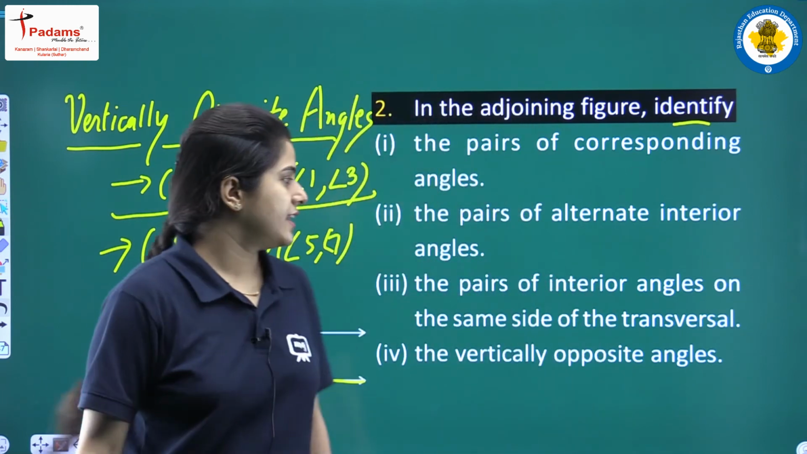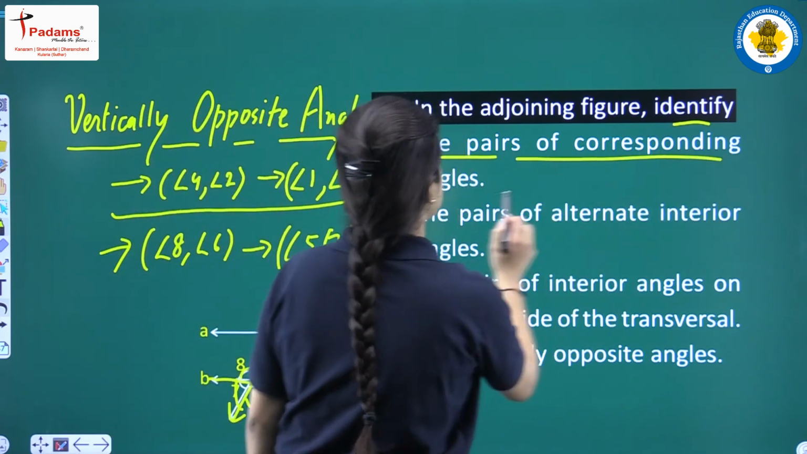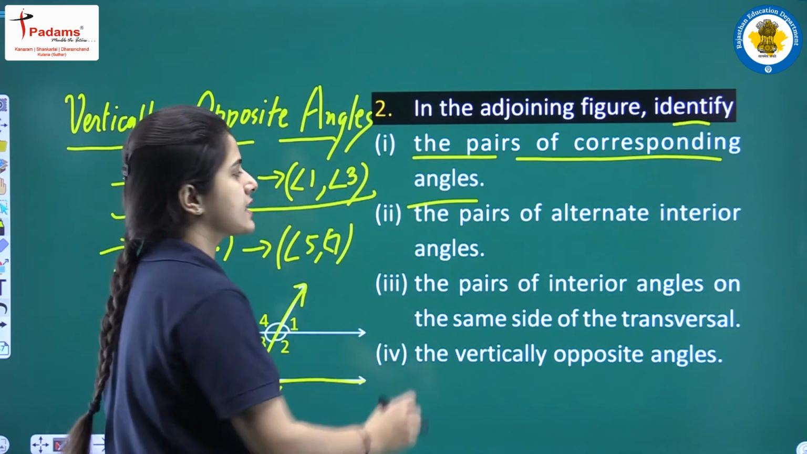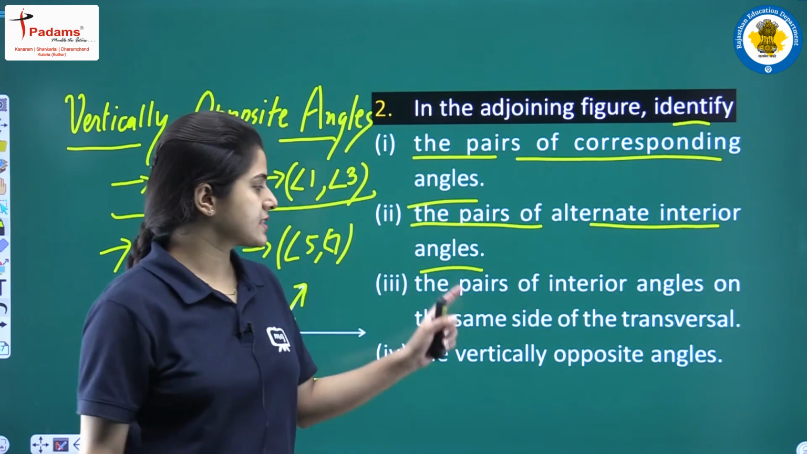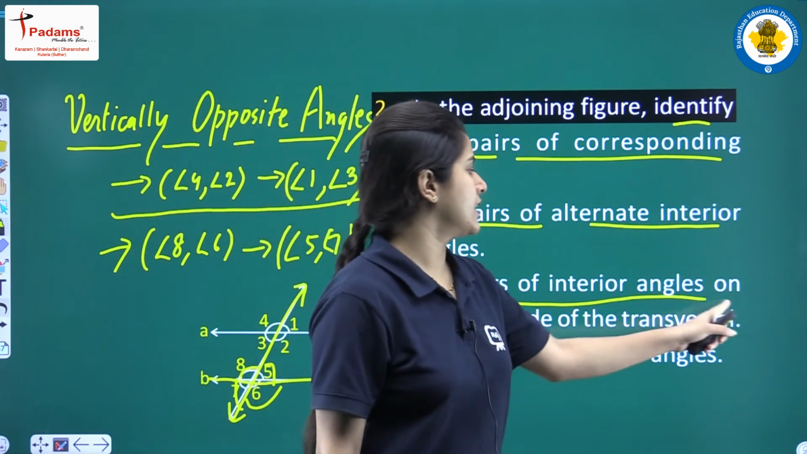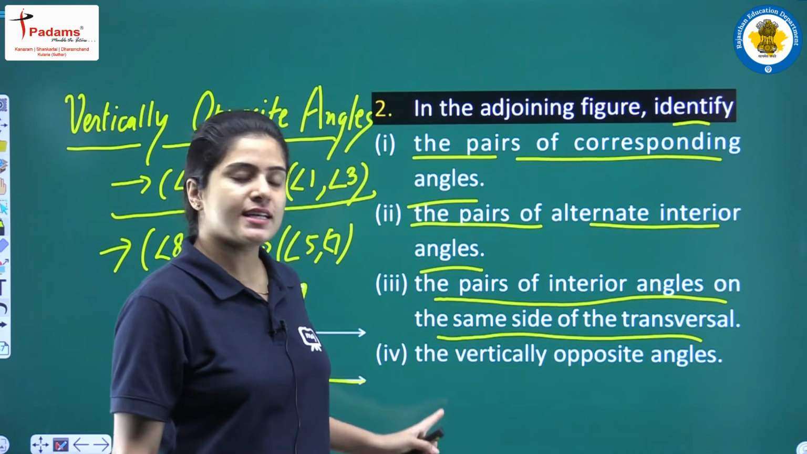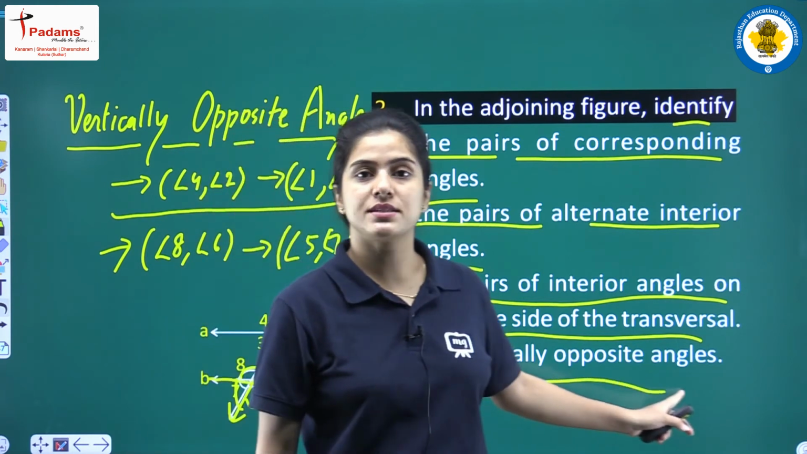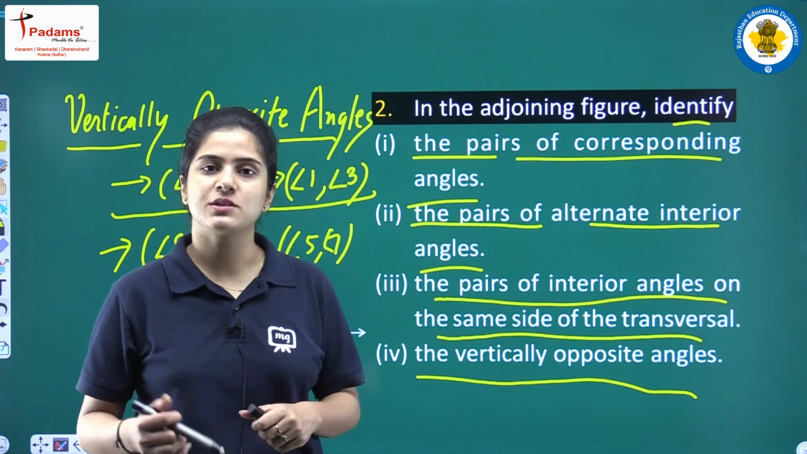Okay students, now have a look at this question. We have done the pair of corresponding angles. We have already discussed the pairs of alternate interior angles. We have discussed the pair of interior angles on the same side of the transversal, right? And we have also discussed the vertically opposite angles. So this is what the second question is all about, students.